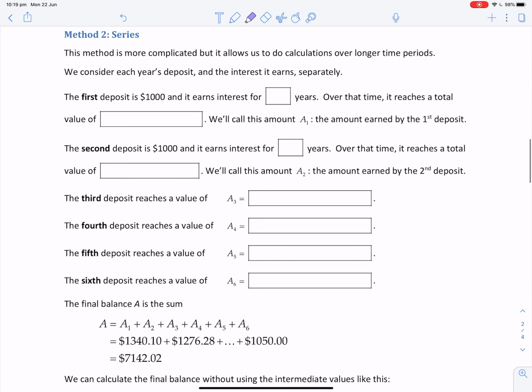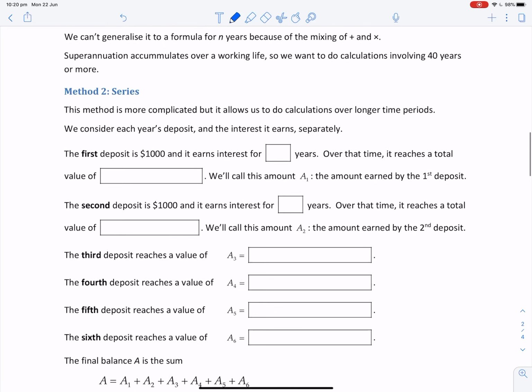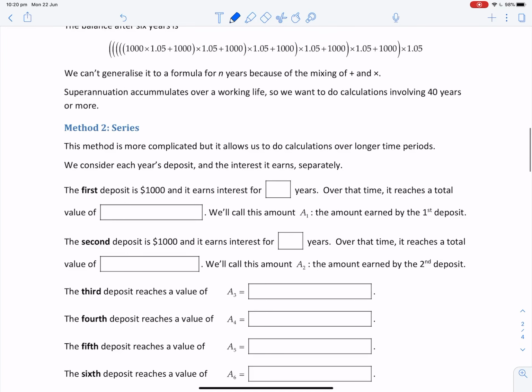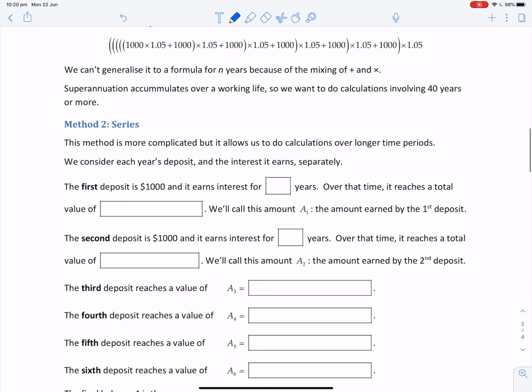Okay, so we're now going to look at this a different way, using series. This method is more complicated, but it allows us to do calculations over longer time periods. We'll consider each year's deposit separately and the interest that it earns separately. The first deposit is $1,000, and it earns interest for, let's say we're doing this over 40 years.